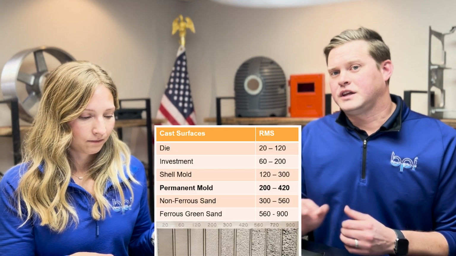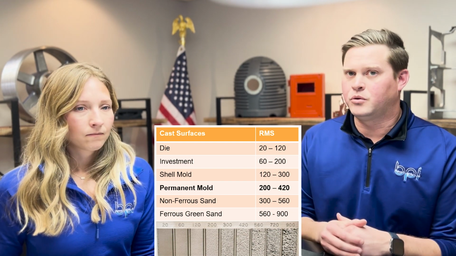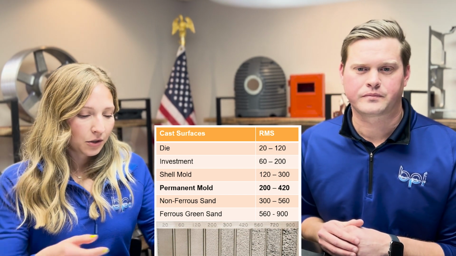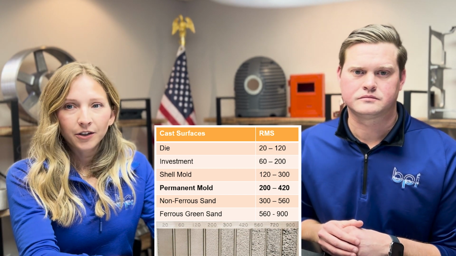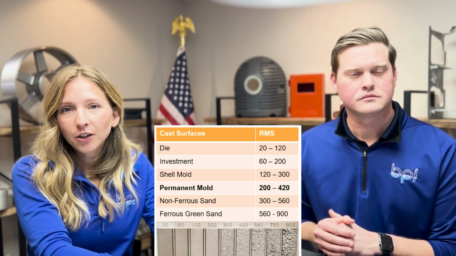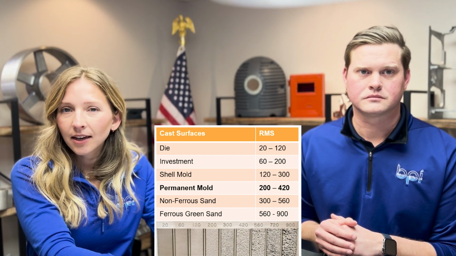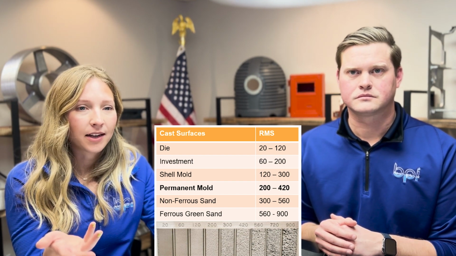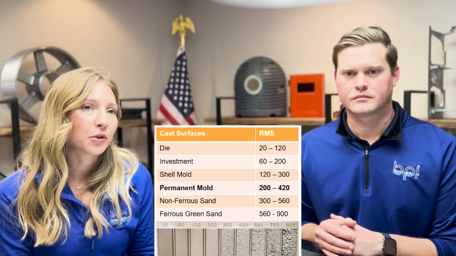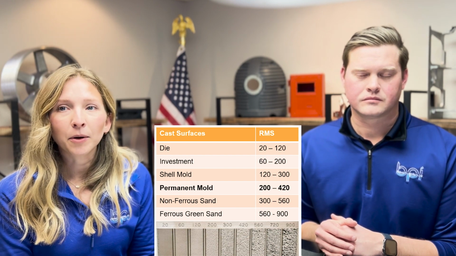So surface finish, I think this is one of the first things we talked about as a benefit to permanent mold. You want to go into a little bit of detail on this here, Rachel? Yeah, when you're casting into permanent mold, you're casting into the steel, so you can get a much better surface finish, for example, compared to sand casting, where you're going to have more of the sand texture on the surface. So you can get anywhere from 200 up to 400 RMS on a permanent mold.